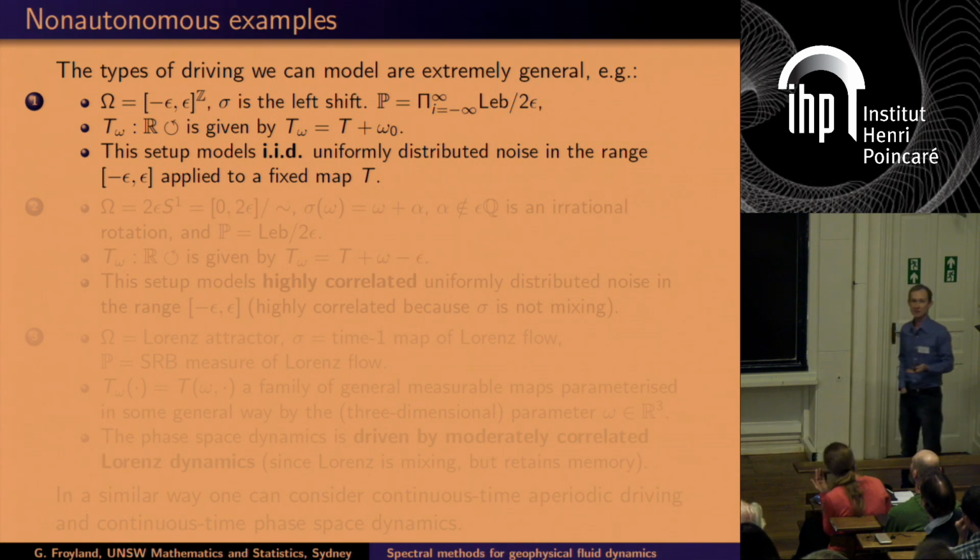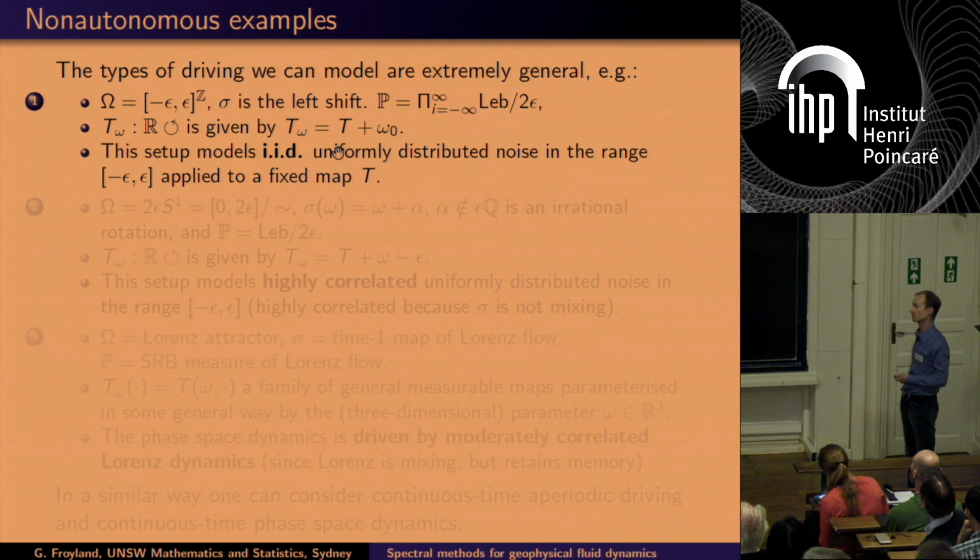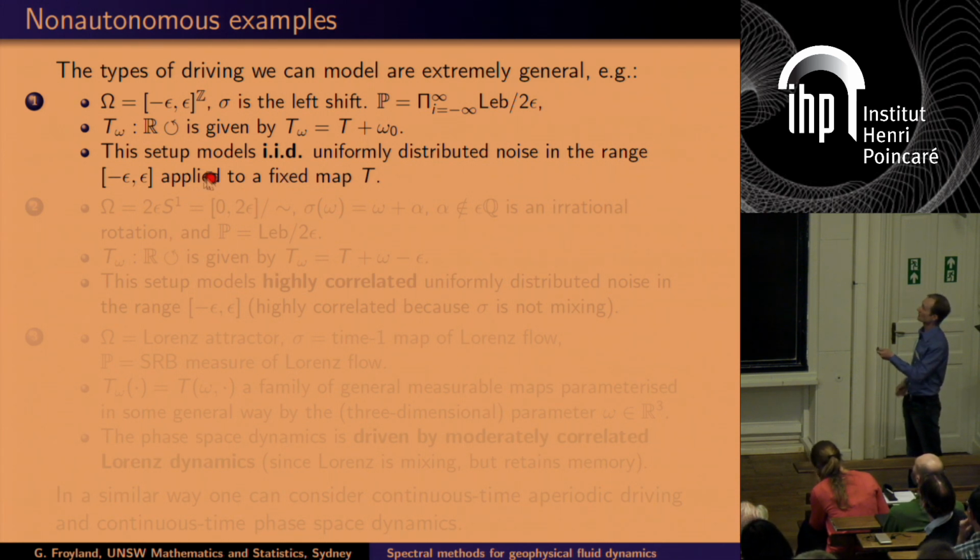Okay, so here are some examples to show you what you can do with this setup, and these are more mathematical examples, but in the first two I want to contrast the different types of driving you can model. So in the first example, I want to model a single map that is perturbed in an IID way by some small perturbation. So one way you could do this is you could say my configuration space is a bi-infinite sequence of intervals minus epsilon to epsilon. So I just have infinitely many copies of these.